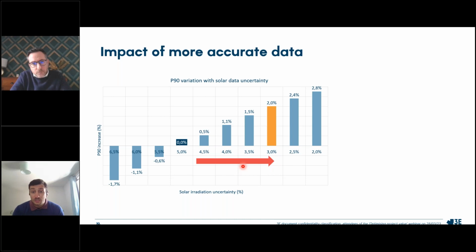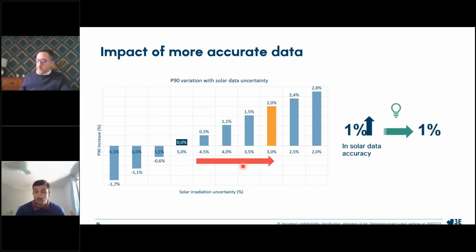Because it's almost a linear model. It's something that you may remember as a takeaway from this webinar, indeed what I just named earlier on, the one-to-one rule. By increasing by 1% the accuracy of your solar data, you will also have almost an increase of 1% of your P90 value for the same P50.